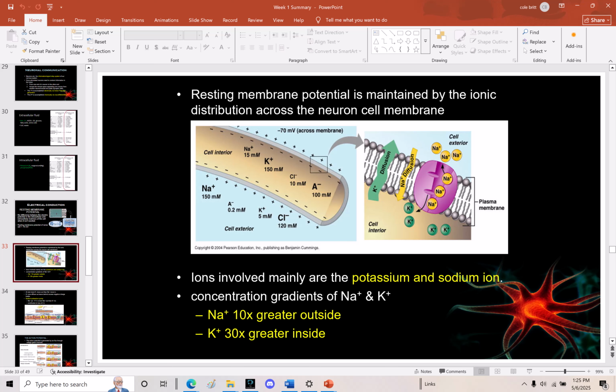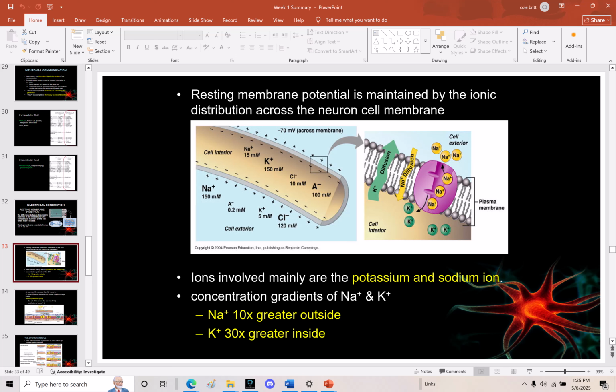Trying to bring things back to normal, homeostasis, we've got a sodium-potassium pump, which is exchanging the sodium and the potassium. Trying to keep things at rest. All right?